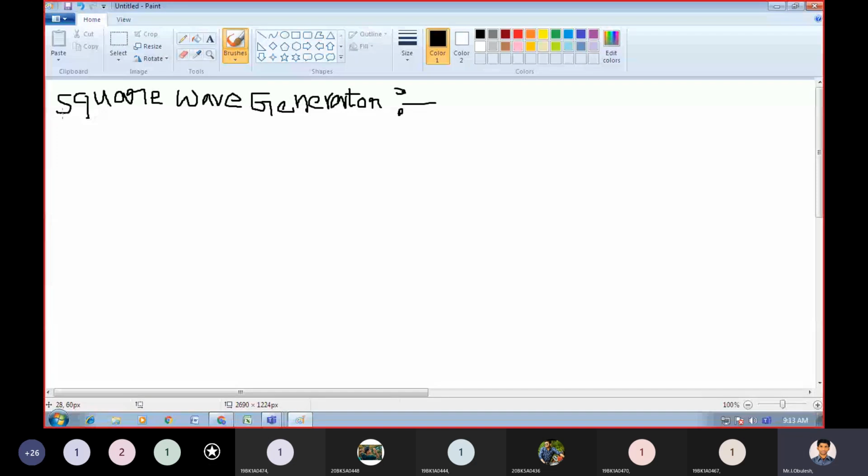By using op-amp only, we are going to design any circuit from your subject. Okay. You need to remember the circuit diagram of a square wave generator. I'll draw it here once again. Just you have to remember this. Yesterday we already drew this.